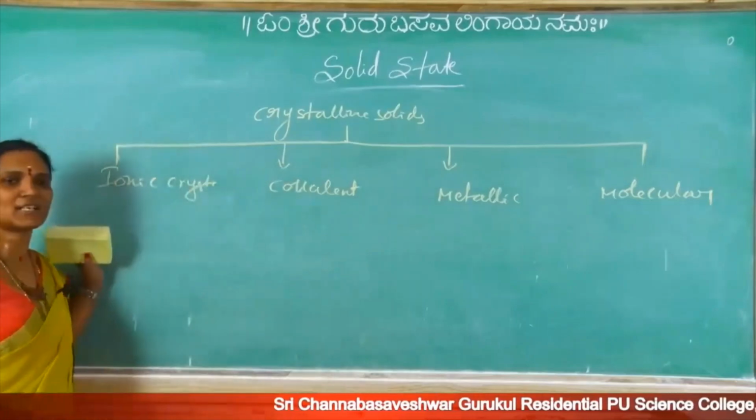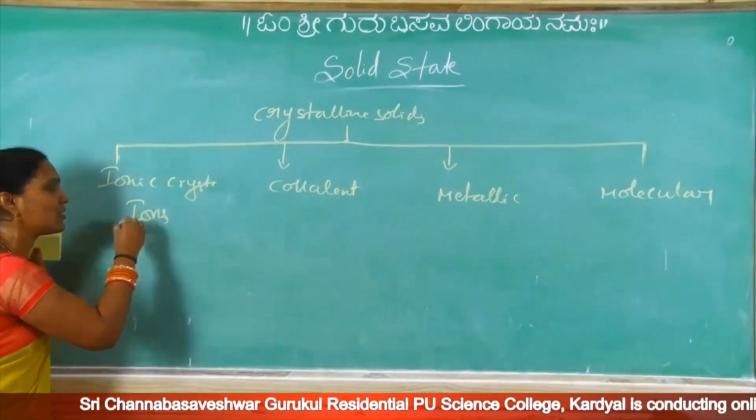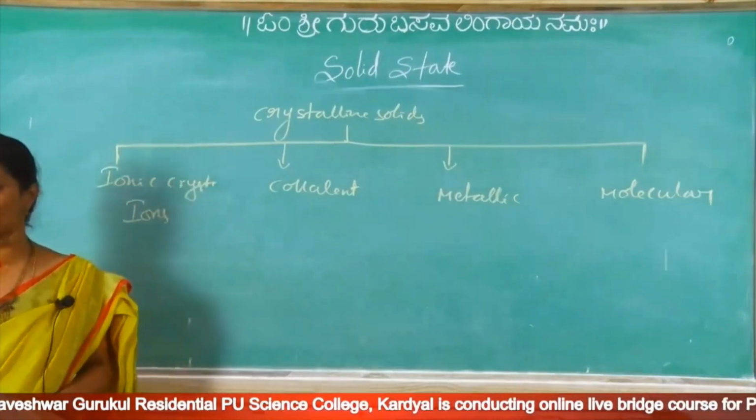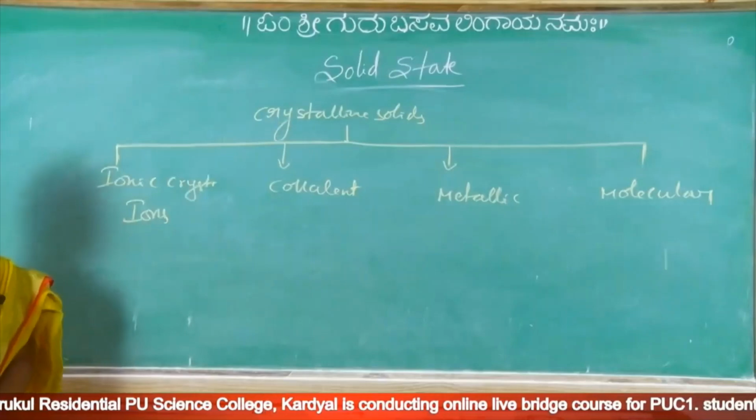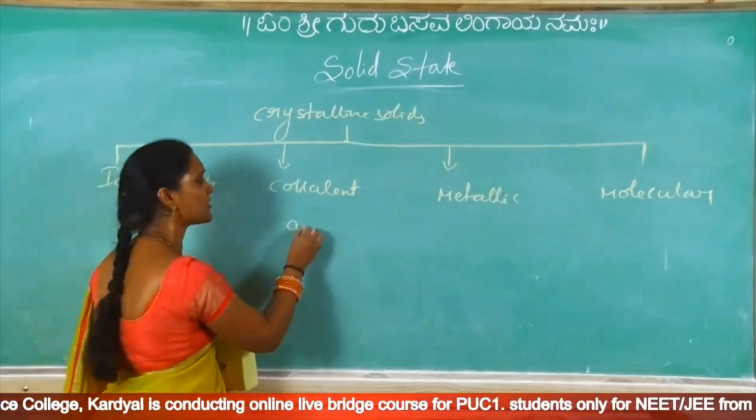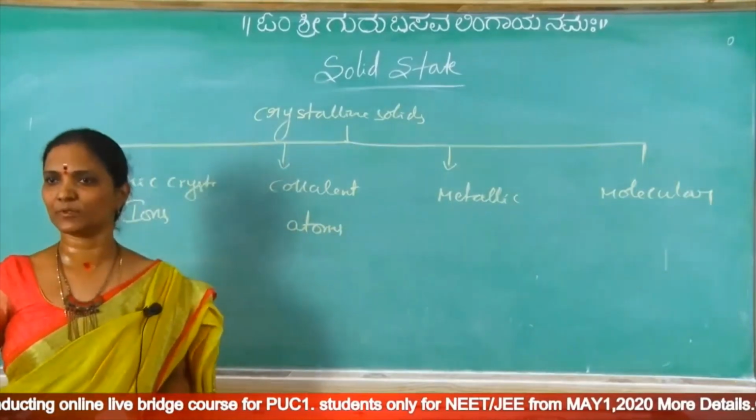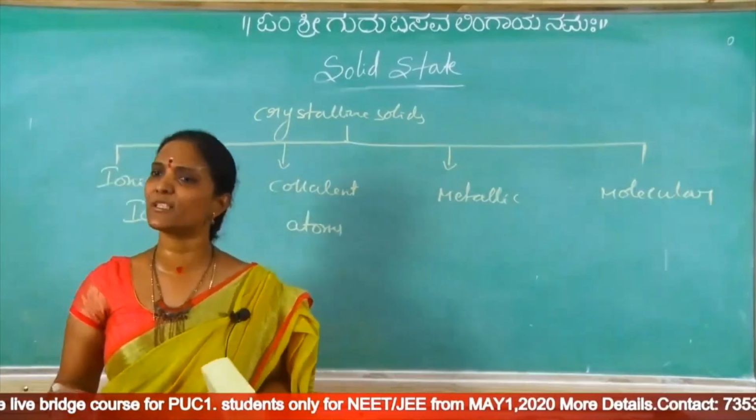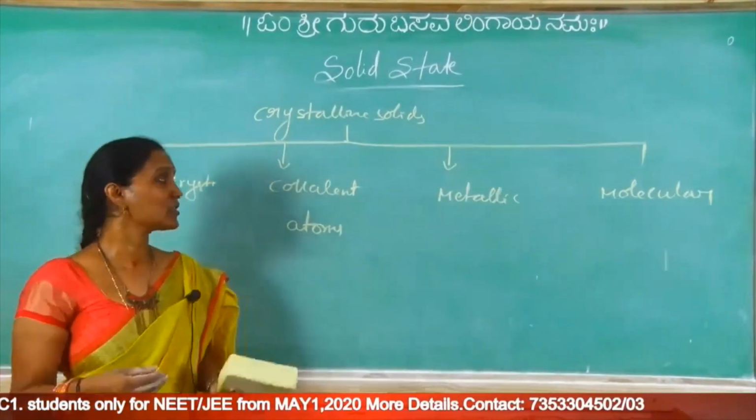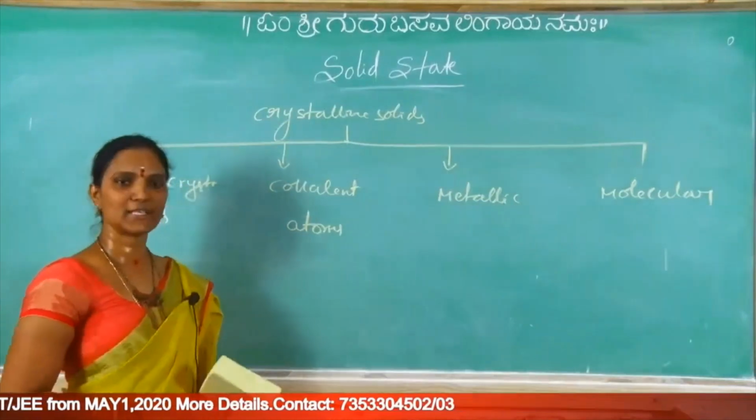What are these ionic crystals? Here the constituent particles are ions. If ions such as Na plus and Cl minus are the constituent particles, then that is called an ionic crystal. If atoms are the constituent particles, for example diamond, that is a covalent crystal. In diamond, which particles are present? Only carbon atoms are present. So if atoms are constituent particles, they are called covalent crystals.